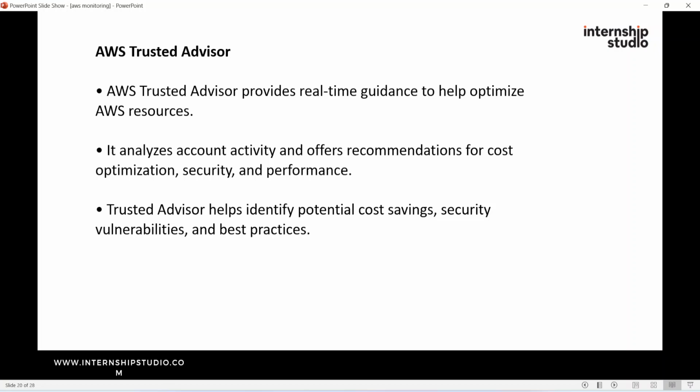It analyzes your AWS environment to provide personalized recommendations for cost savings, security improvements, performance optimizations, and fault tolerance enhancements. It scans your AWS resources, checks for deviations from AWS best practices, and offers actionable insights to help you optimize your cloud infrastructure. Trusted Advisor is like having a knowledgeable advisor at your fingertips, guiding you to make informed decisions, enhance efficiency, and ensure your AWS environment follows industry-leading practices for cost effectiveness and performance.